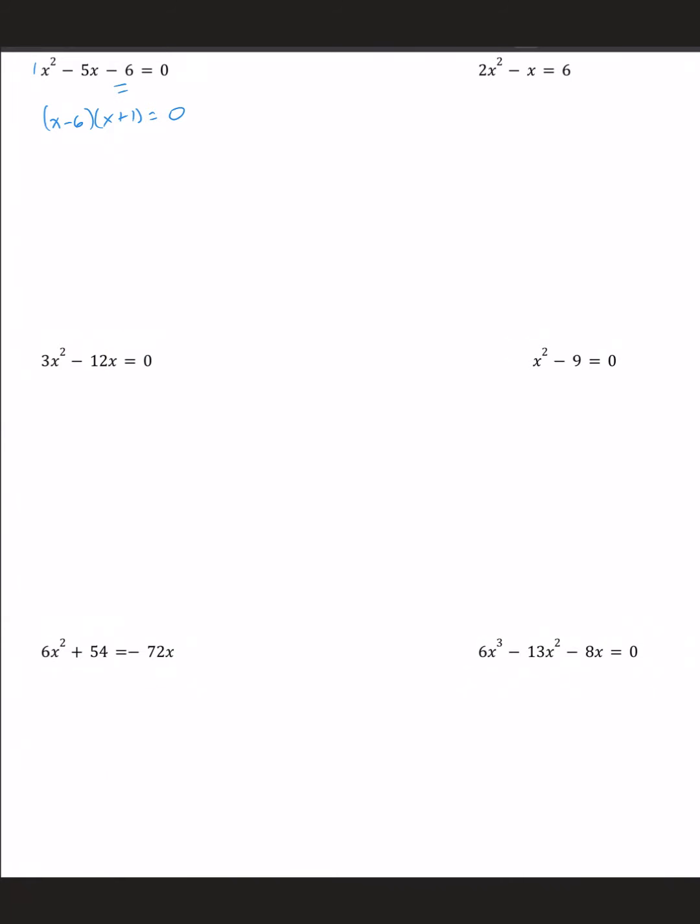So now I'm going to set each of my factors equal to 0, because I have a product that equals 0. And then solve each of the little equations. So those are the two answers to this problem.